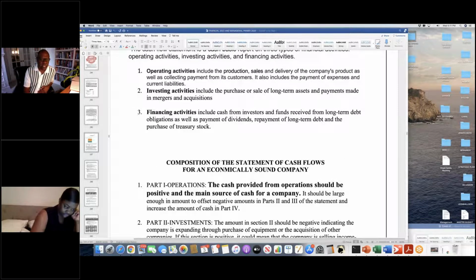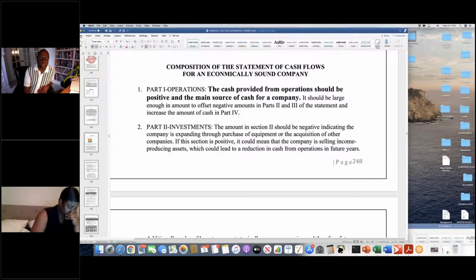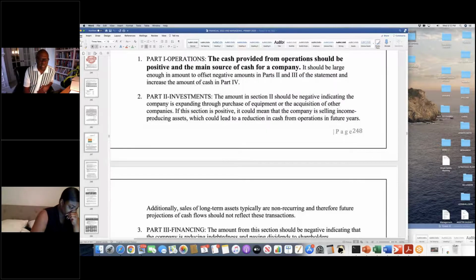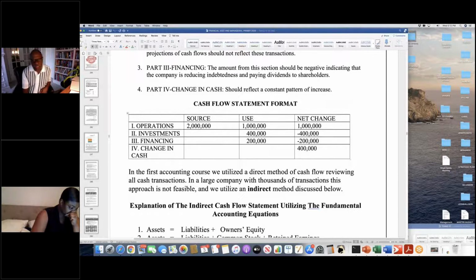But the key thing is, as I said, we have operations. That's the cash provider from the company when it sells its inventory, its key item, or whatever way it makes revenue. That's where we want to see cash. We want investments to be negative so the company is expanding. And then we want the company to be paying off debt, though sometimes it can borrow debt. And so as you look at companies, you're going to look at, does it have any money from operations? If it does not have any money from operations, it's got a problem.